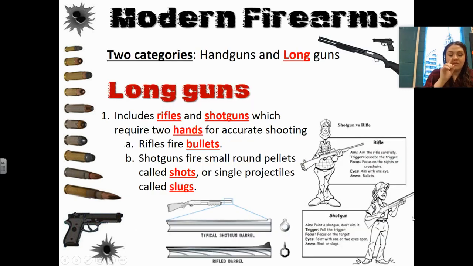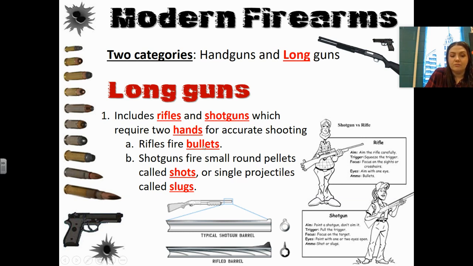So modern firearms, there are a lot of guns, okay? I am not an expert by any means, but we're just going to talk about basics for people who really just don't know. We have our two categories: handguns and long guns, okay? Kind of like it sounds, this is the long one. It is the handgun, held in your hand. A long gun includes rifles and shotguns, which require two hands for accurate shooting.